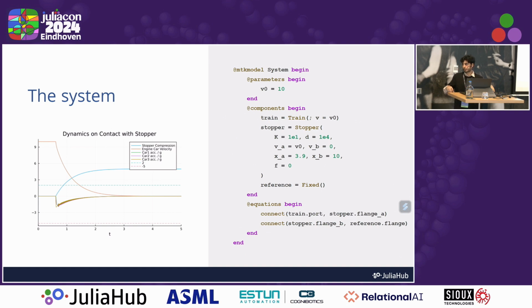And when you build out the whole system, the train has an initial velocity. For the stopper, I give a very small spring coefficient and a really high damping coefficient. So the stopper brings the train to a halt quickly. And if you notice, the starting position of the stopper is right there where the contact happens for the train. And I ground it with a fixed reference.